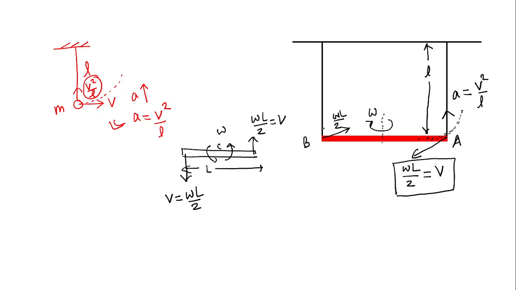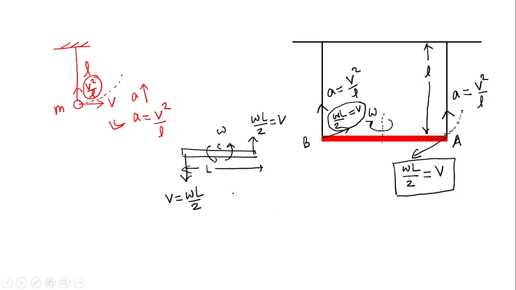And same is the story with point B, symmetric. So this point B will also be moving upward with acceleration v square upon L, where v is this omega L by 2. So now you must have realized how easy this question is.